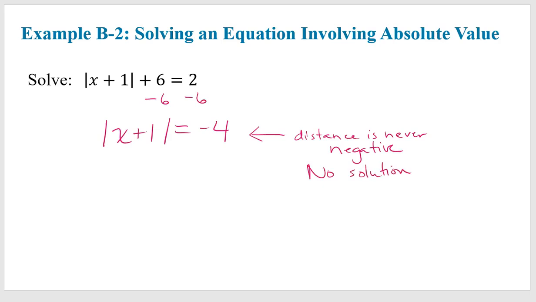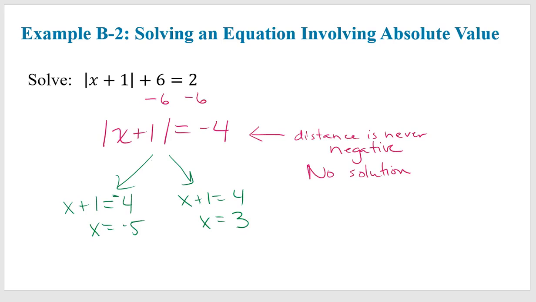Now, if you didn't catch that right away, then you could go through and you could solve the two equations, right? So I'm going to do that in green, where I didn't catch this equal to a negative number. So I do x plus 1 equals negative 4, and x plus 1 equals positive 4. I would solve each of those. I get x equals negative 5. Solve this one, you get x equals 3. And then you'd have to check those answers, right? Because you should always be checking your answers just to make sure you got them right. And when you plug them back in, it wouldn't work.